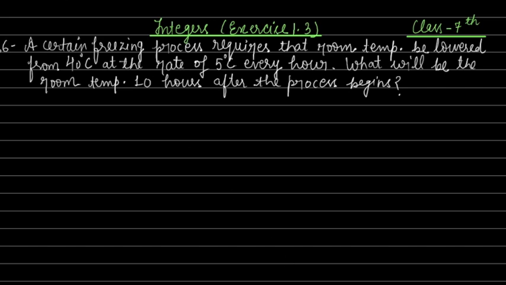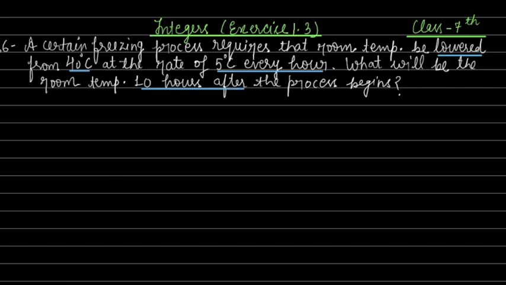It says a certain freezing process requires that room temperature be lowered from 40 degrees Celsius. It means the current temperature of the room is 40 degrees Celsius, at the rate of 5 degrees Celsius every hour. So what is happening is that the temperature is going down. It has been lowered. So if the existing temperature of the room is 40 degrees Celsius, every hour it is decreasing by 5 degrees Celsius. What will be the room temperature 10 hours after the process begins?